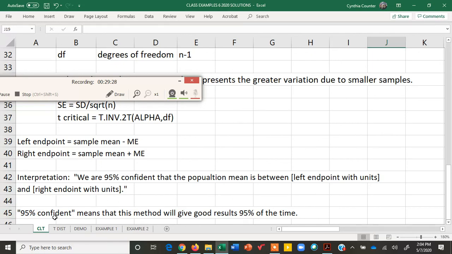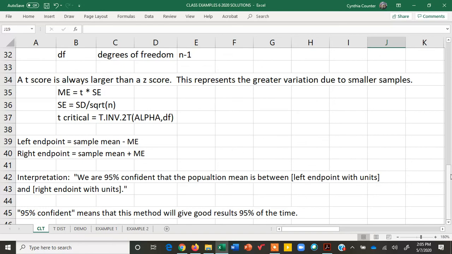And just to remind you, when we're saying 95% confident, that means the method will give good results 95% of the time. So 95 times out of 100, the confidence interval that is constructed will actually capture the true mean, because that's a 95% middle value. But then there's that 5% chance, based on getting an unlikely sample, that we will not capture the true mean.